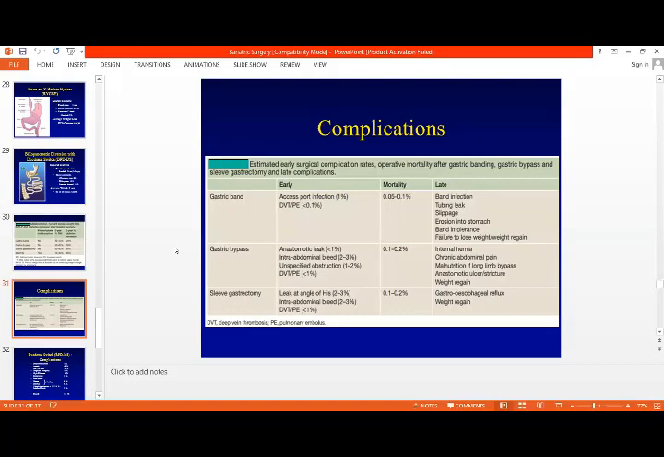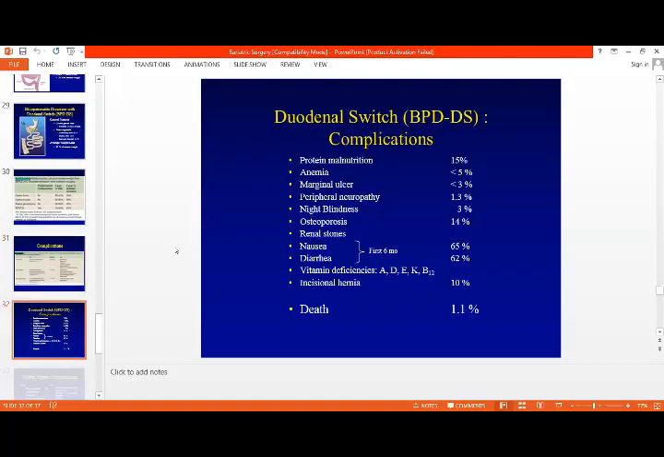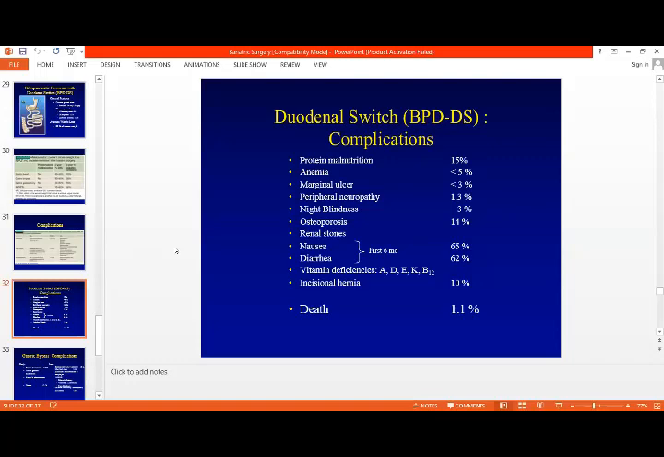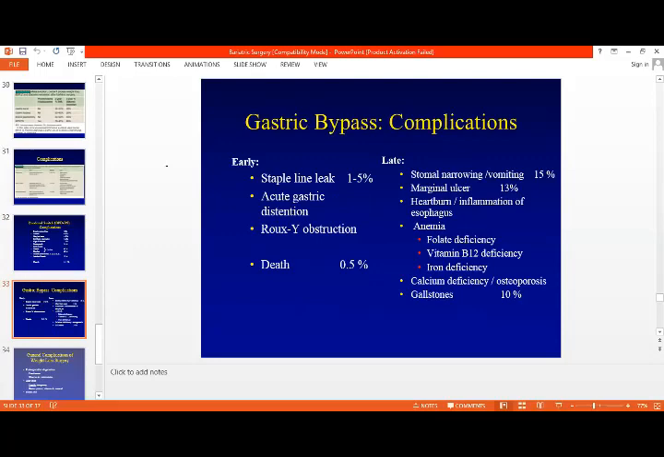So if we see the complications of biliopancreatic diversion and duodenal switch, you will see malnutrition, anemia, neuropathy. There is also vitamin deficiency, vitamin D deficiency, calcium problems, nausea, vomiting, dumping syndrome. So these are mainly malabsorptive procedures in the duodenal switch and biliopancreatic diversion. Gastric bypass complications, I think we have already talked about.